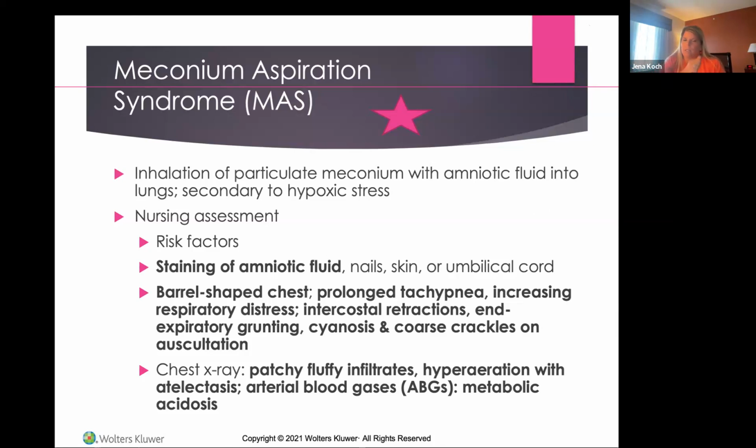They can have prolonged tachypnea, increased respiratory distress, intercostal retractions, expiratory grunting, and cyanosis. Their lungs on auscultation will have very coarse crackles. On the x-ray, what you'll see is a patchy, fluffy infiltrate, hyperaeration with some atelectasis. And then they'll definitely have an arterial or capillary blood gas, and typically you'll see metabolic acidosis on the blood gas.